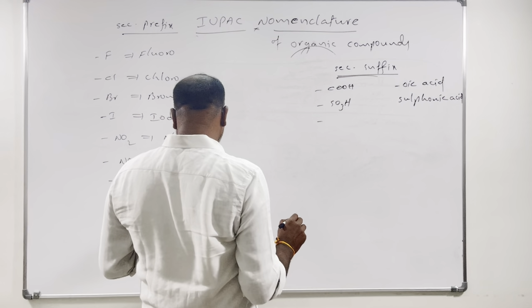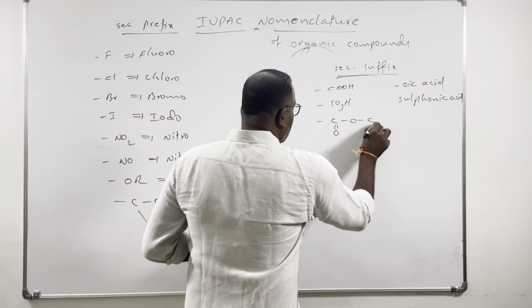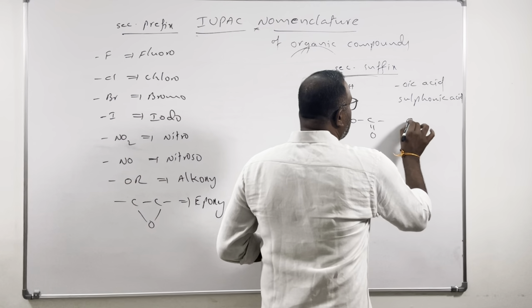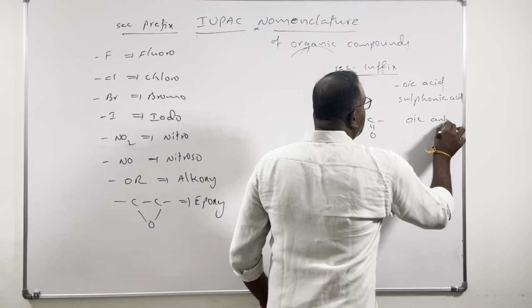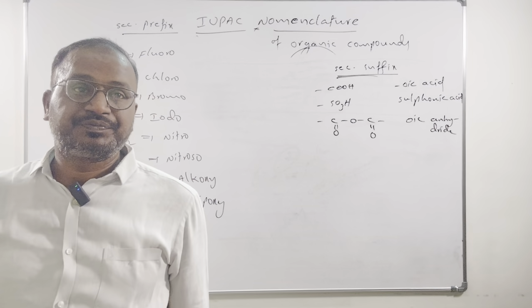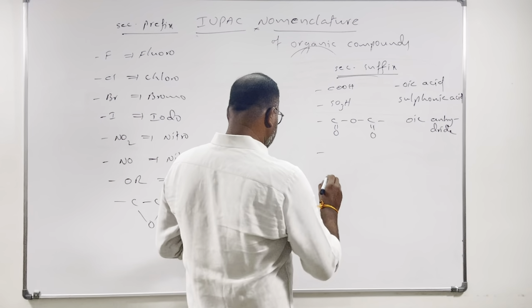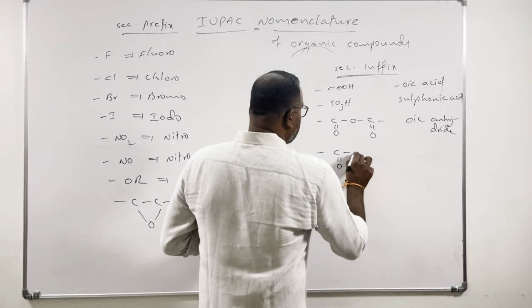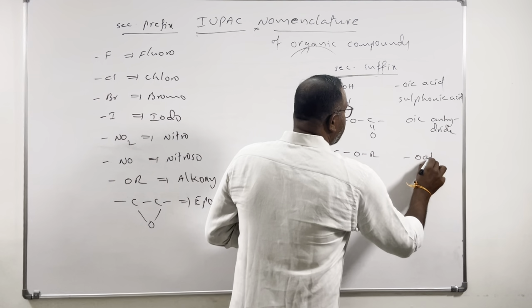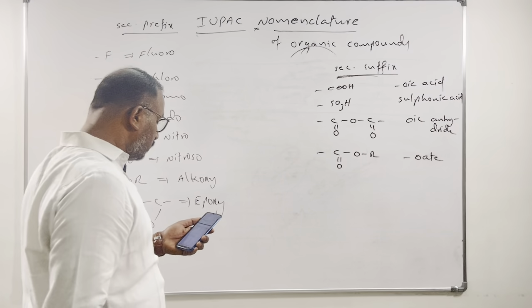After that, the third highest priority group is anhydride, COO. If it is there like this, we have to say oic anhydride. We have to write oic anhydride. That is the third highest priority group. Next, the fourth highest priority is the ester group, C double bond O R. If an ester is there, we have to say the suffix as oate. We have to say the suffix as oate.